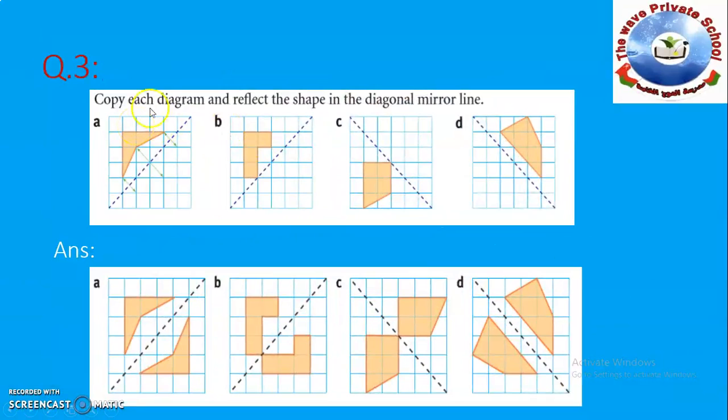Now question number 3, copy each diagram and reflect the shape in the diagonal mirror line. These are the diagonal mirror lines and you have to reflect the shape. As you can see here, it can be easy for you if you draw the shape. So the image will be 1 block away. So just draw from here in this way, starting from here, and from this point take an arrow from here to here and meet these original points. You will get the reflection of this shape same like the object.